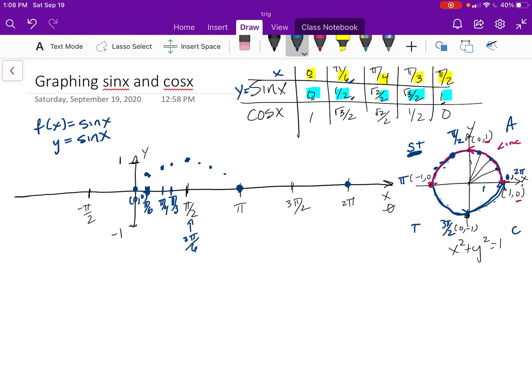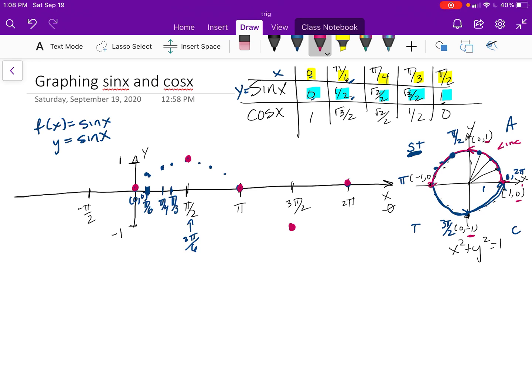Here's a quick shortcut for graphing y equals sine. Once I remember where it starts at 0, 0, then I know at pi over 2 it hits 1. I really just need these 5 points here. At 3 pi over 2 it's -1, because sine corresponds to y in the unit circle. And at 2 pi it goes back to 0. And then it will repeat.